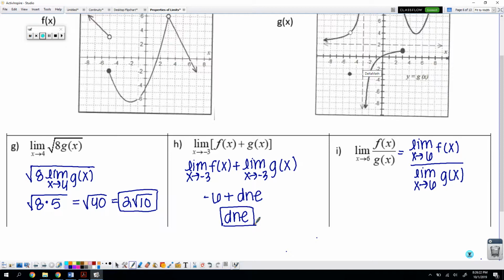Okay, now for I, we're going to do the same exact thing. Limit as x approaches 6 of f of x is 0 over the limit as x approaches 6 of g of x is 5. So my answer is 0. Okay?